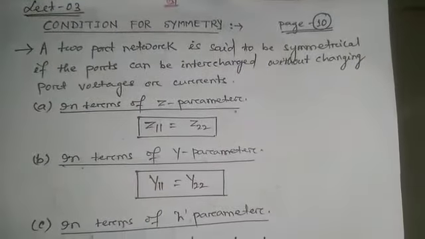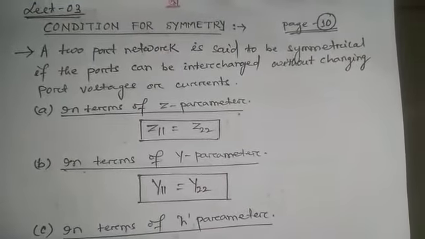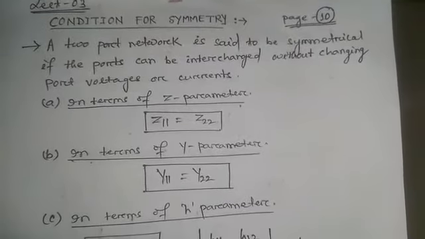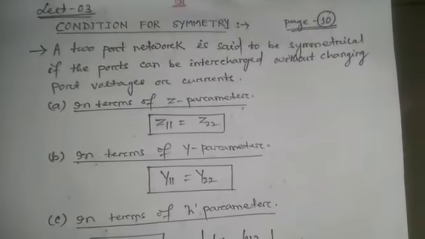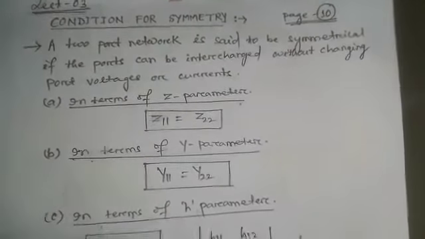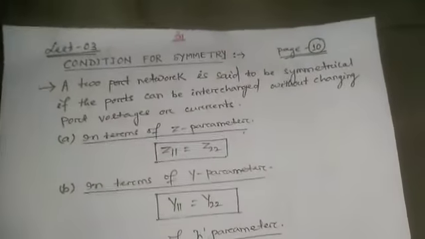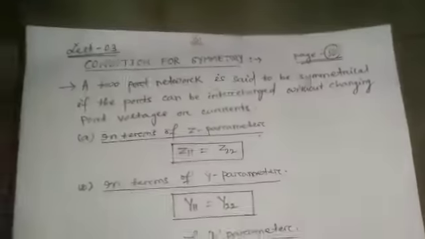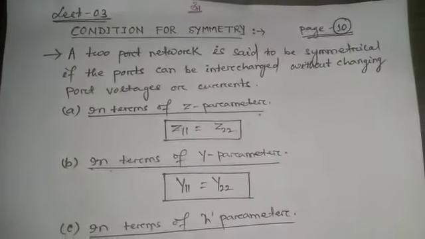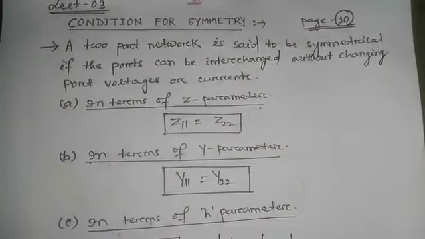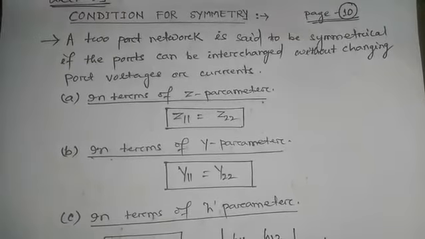Discuss the condition for symmetry and the condition for reciprocity of a two-port network. First, the condition for symmetry. A two-port network is said to be symmetrical if the ports can be interchanged without changing port voltages or currents.